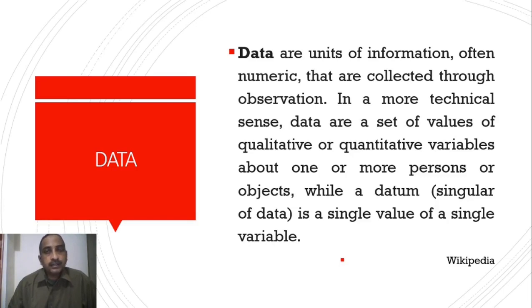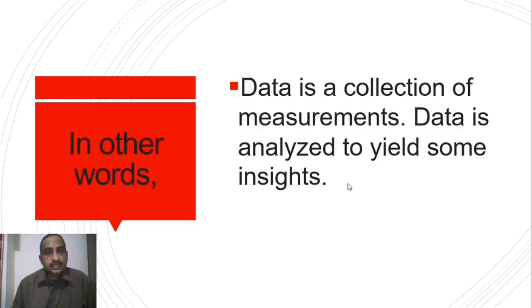Data are the units of information, often numeric, that are collected through observation. In a more technical sense, data are a set of values of qualitative or quantitative variables about one or more persons or objects, while a datum is a single value of a single variable. This is the Wikipedia definition. In general sense, data is a collection of measurements. Data is analyzed to yield some insights.